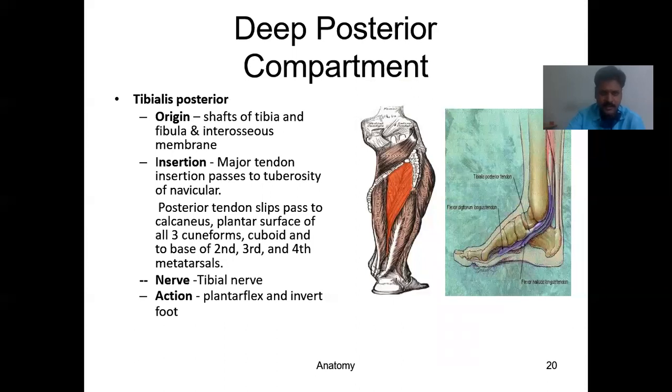Now the tibialis posterior. It is a deep muscle. The tibialis posterior arises from the shafts of the tibia and fibula and the interosseous membrane. It inserts through a major tendon to the tuberosity of the navicular bone. The posterior tendon slips pass to the calcaneus, the plantar surface of all 3 cuneiforms, the cuboid, and the bases of the second, third, and fourth metatarsals. Supplied by the tibial nerve, the actions are plantar flexion and inversion of the foot. So that's about the tibialis posterior.